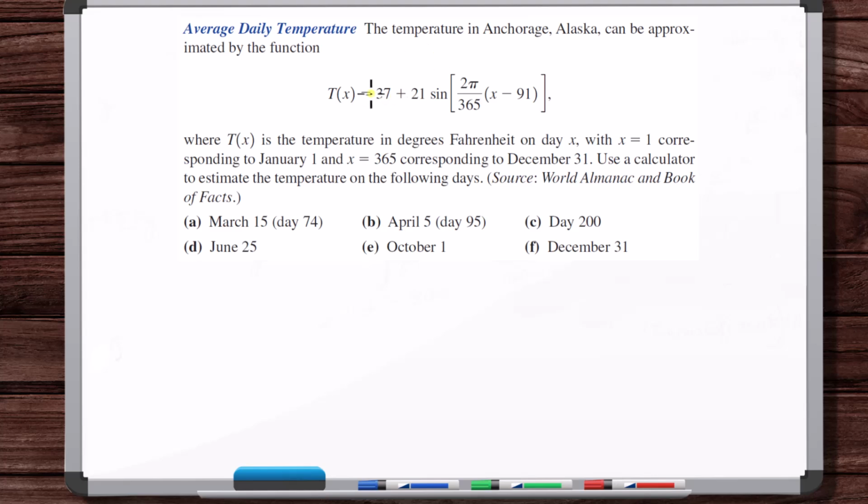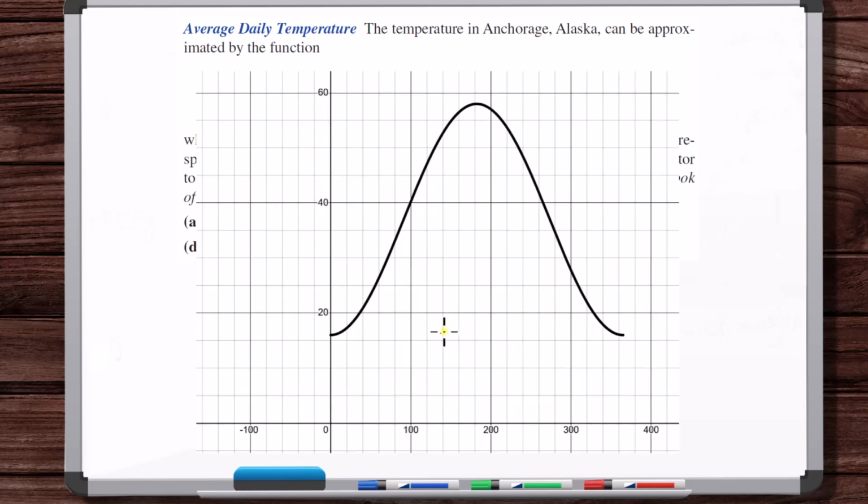So it says the temperature in Anchorage, Alaska can be approximated by this function. This is just a sine function that's been scaled about the x and y axes, and shifted along the x and y axes, where T is the temperature in degrees Fahrenheit on day x. So x equal to 1 corresponds to January 1st, x equal to 365 to December 31st. Use a calculator to estimate the temperature on the following days. Here is the graph of that function, with the domain restricted to 0 to 365.